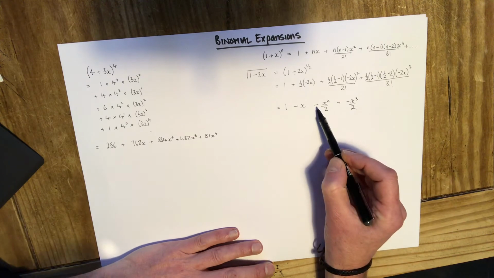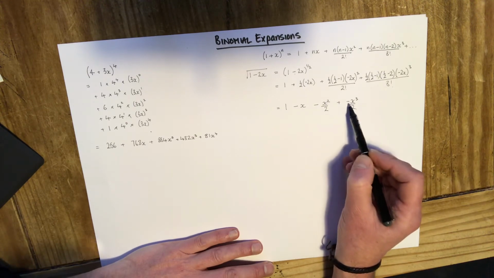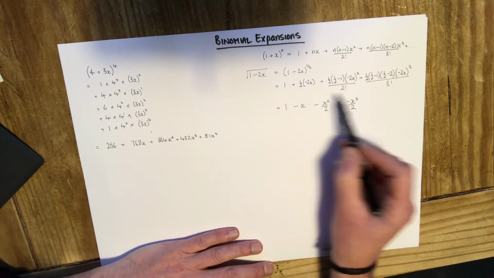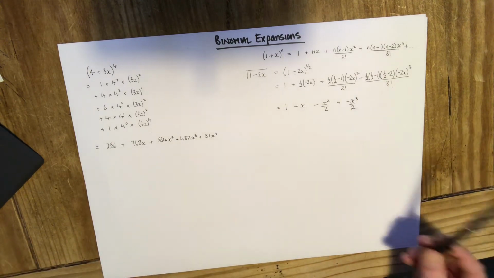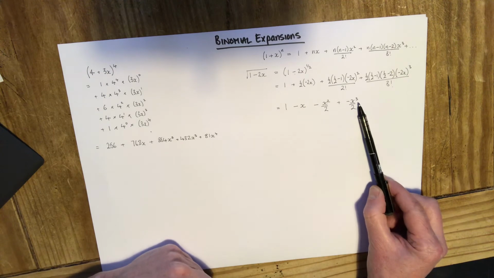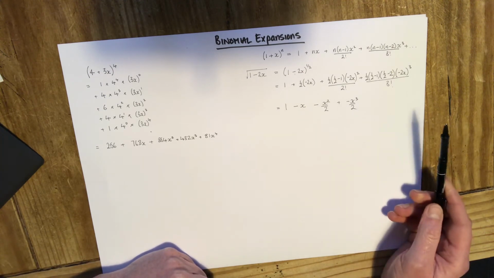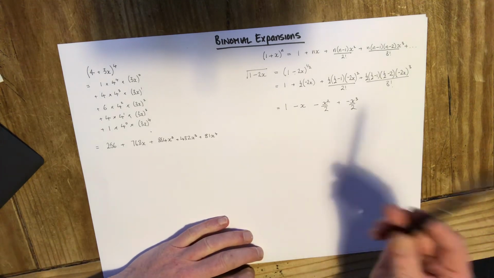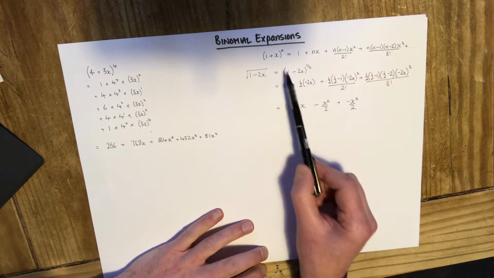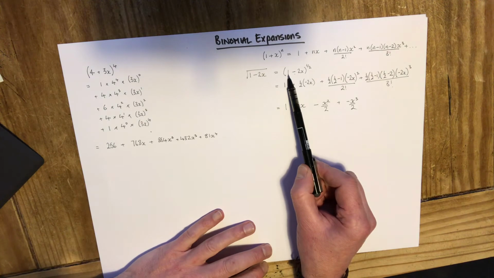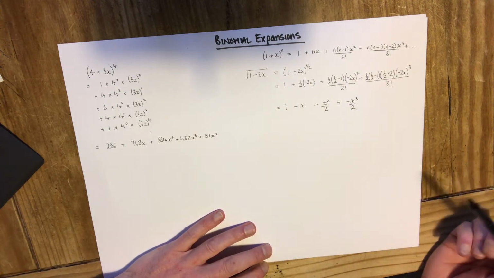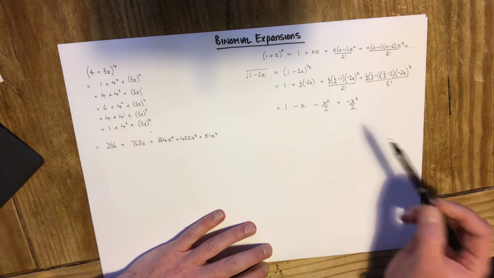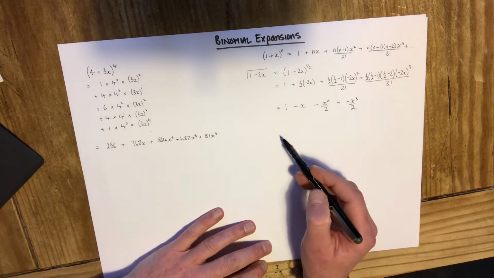I can either put a minus like this or plus a minus like this. It doesn't matter. So this is the expansion of this for the first 4 terms of the expansion up to and including x cubed. And that's how you do it. Make sure that this number here is always a 1. Now we can use this to work out approximations for various numbers.